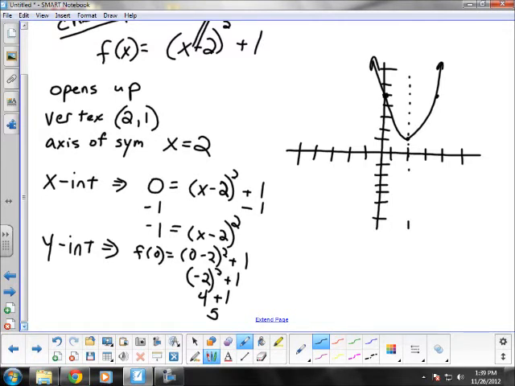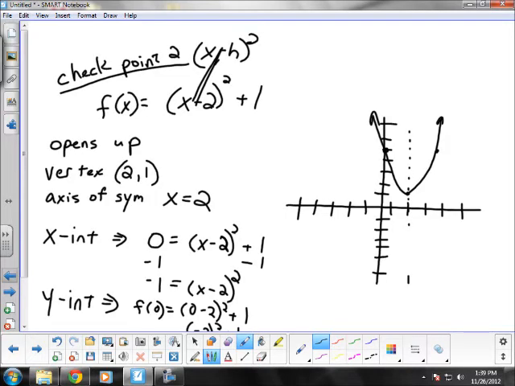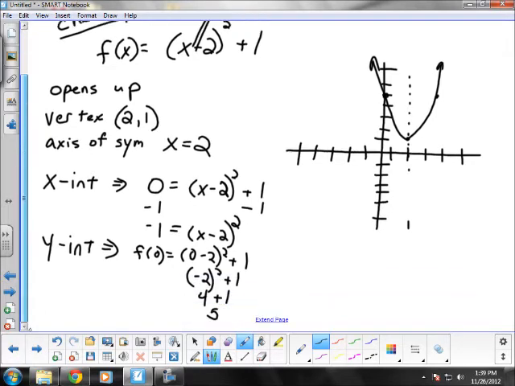So good? Everybody got that? Because I have this y-intercept that says I cross the y-axis at 5. And since I was at 2, to get to the y-axis, I had to go over 2.